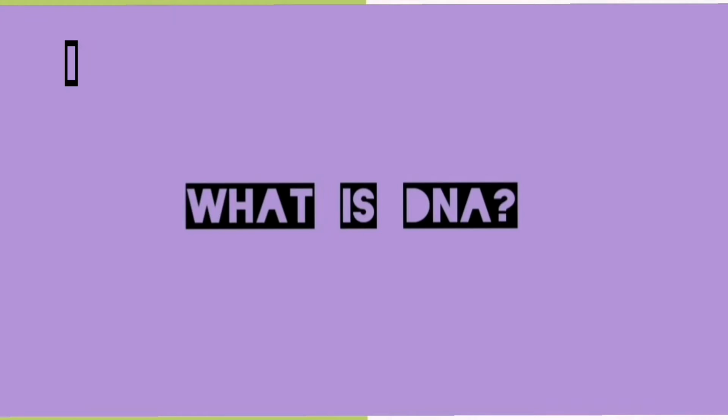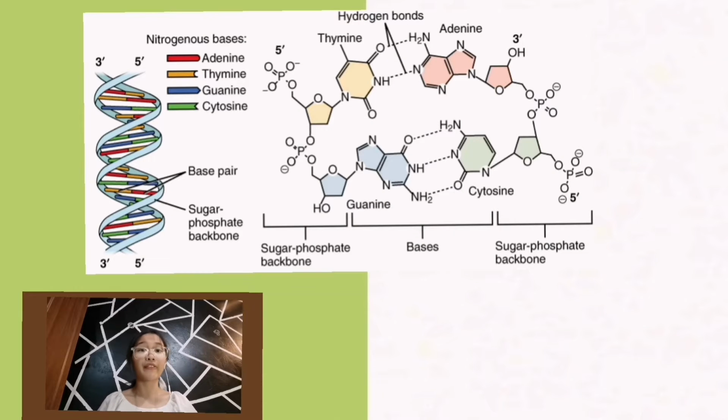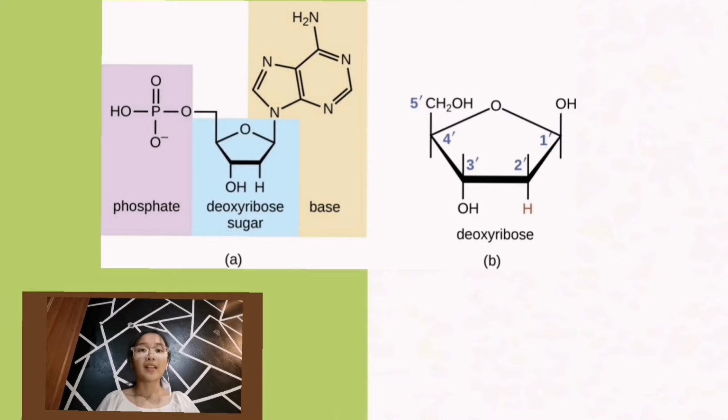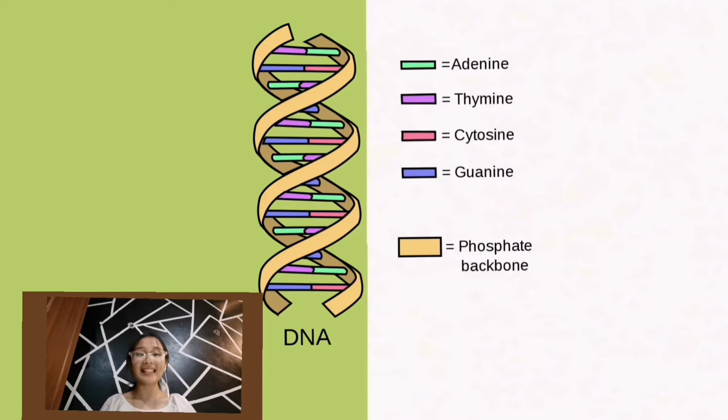So let's start. What is DNA? DNA is made up of chemical building blocks called nucleotides. Now these building blocks are made of three parts: a phosphate group, a sugar group, and one of four types of nitrogen bases. The four types of nitrogen bases found in nucleotides are adenine, thymine, guanine, and cytosine.